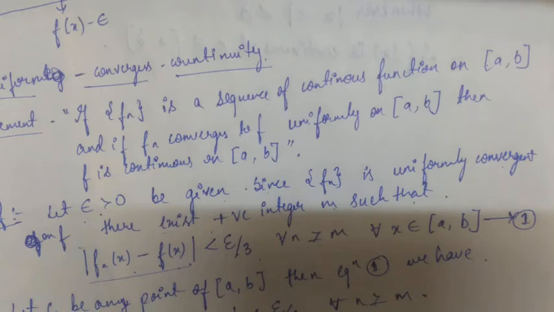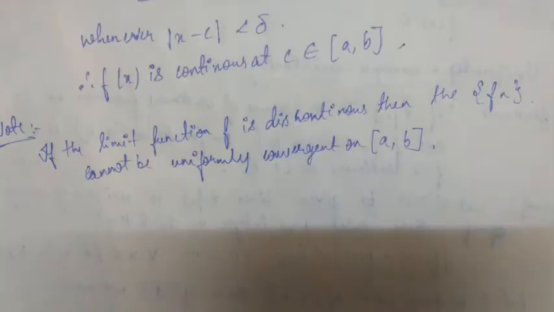That is, the limit function f is continuous on the closed interval [a, b]. It is not necessary that the sequence f_n is uniformly convergent on that closed interval. If the limit function f is discontinuous, then f_n cannot be uniformly convergent. It's true.